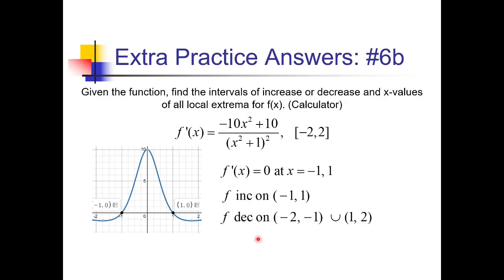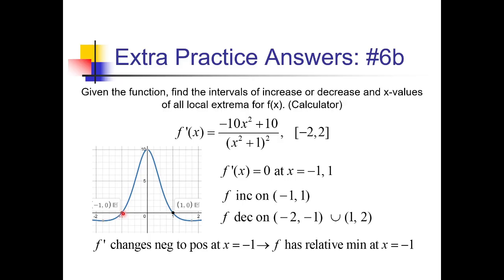As far as maxes and mins, we notice that f prime is going positive to negative at x equals 1, and negative to positive at x equals -1. We'll do that one first. Since we're going negative to positive here, we have a local min for f at that spot. And since f prime is going positive to negative at x equals +1, f has a relative max at x equals +1.